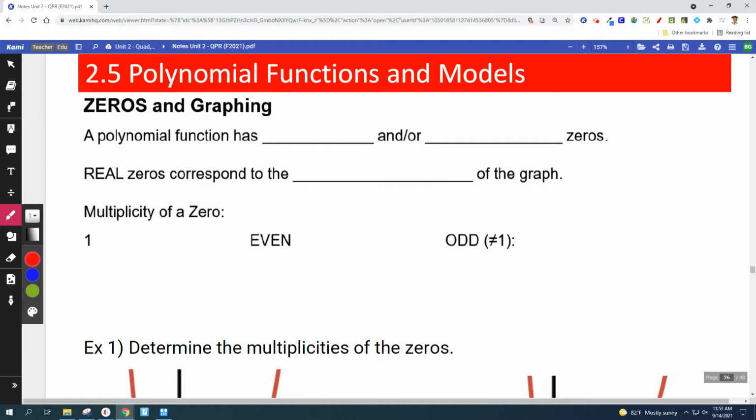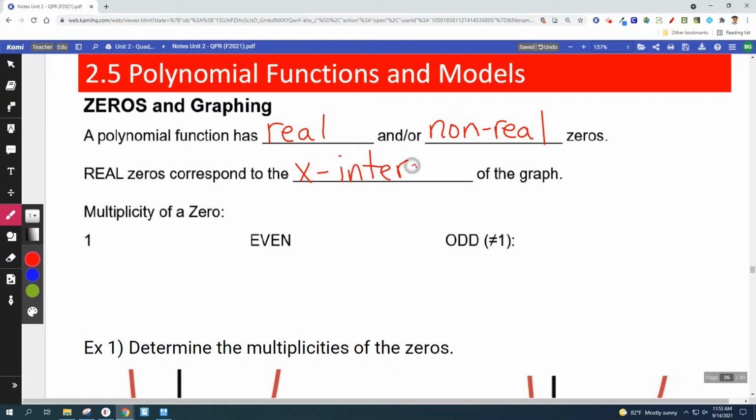2.5, polynomial functions and models. We're going to start with zeros and the relationships to the graph. A polynomial function has real and/or non-real zeros, meaning imaginary. Real zeros correspond to the x-intercepts of the graph.